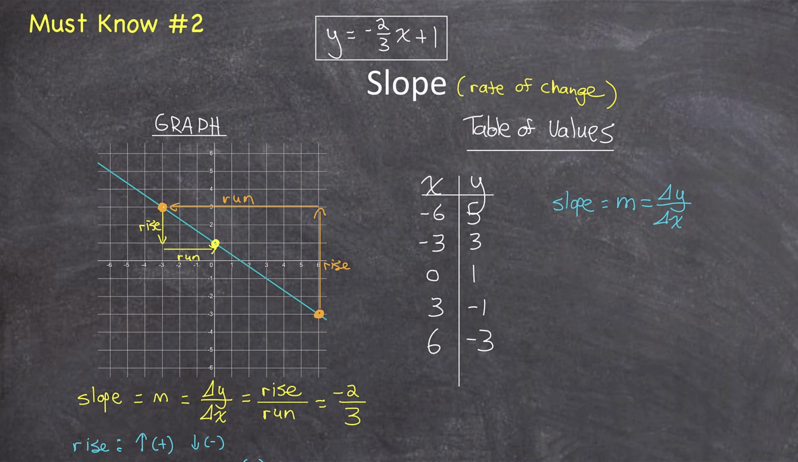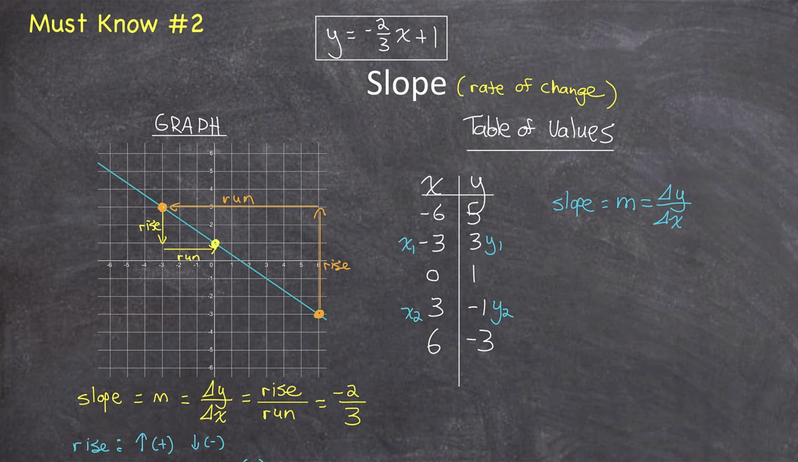Since we don't have a graph to count the rise and the run, we have to pick 2 points from our table to algebraically calculate what the rise and run would be. I'll pick -3, 3 to be my first point. I'll call that x1, y1, and then I'll pick 3, -1 to be my second point. I'll call that x2 and y2.